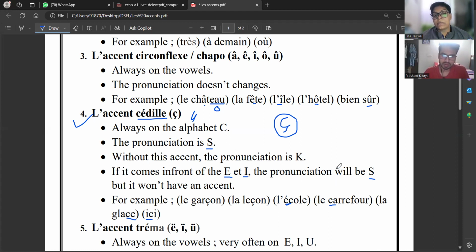Sometimes it is K or S, both are there. This will come by practice because there is no exception rule. So only here: le garçon, la leçon, école, carrefour, glace, ici.